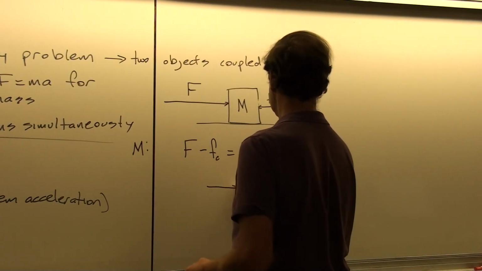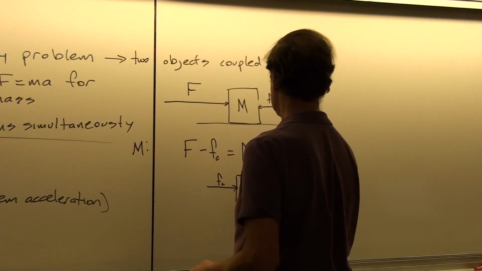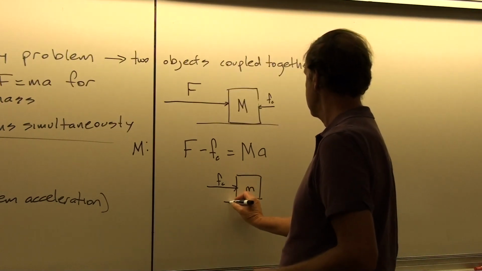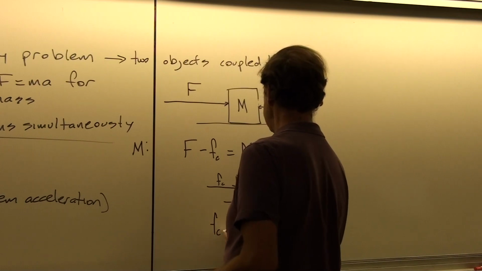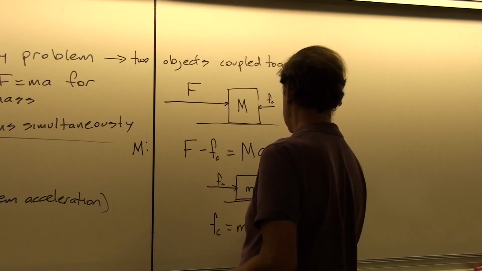And there's only one force acting on little m in the x direction. Of course, the vertical forces are canceling. There's no friction. So we can say that F contact equals little m times A.